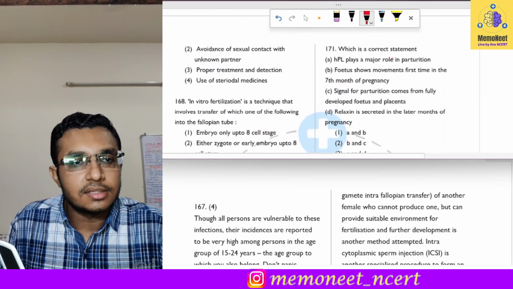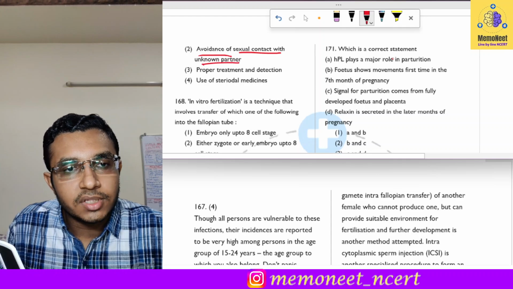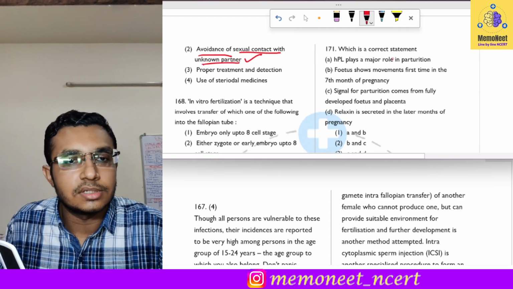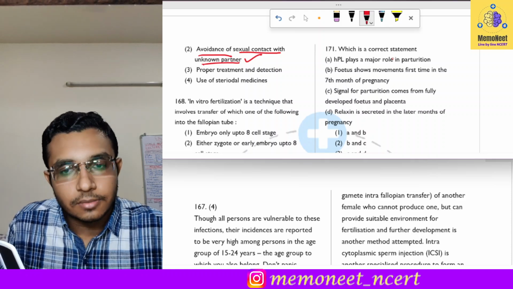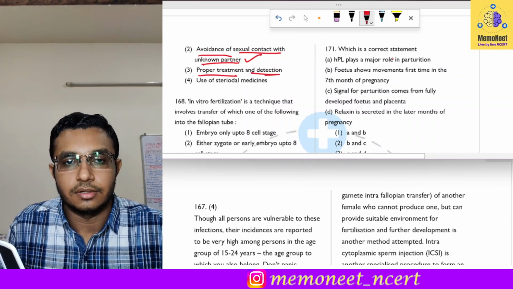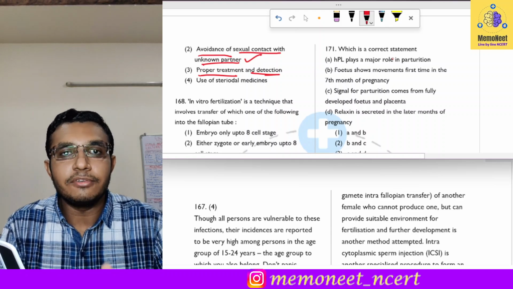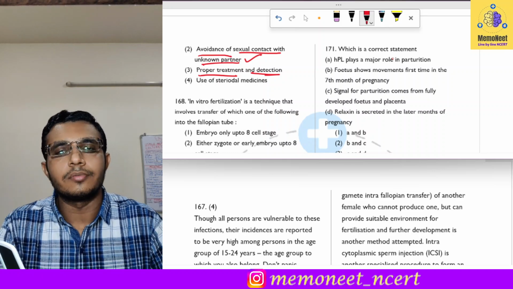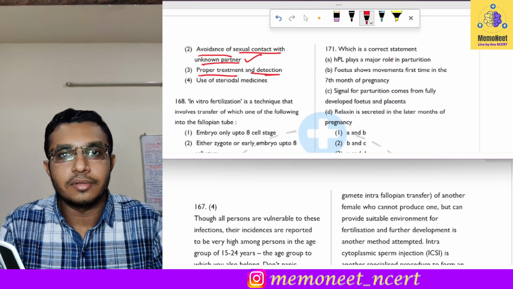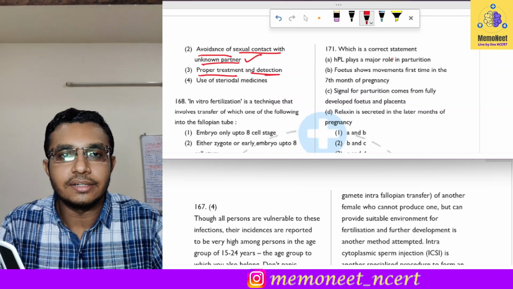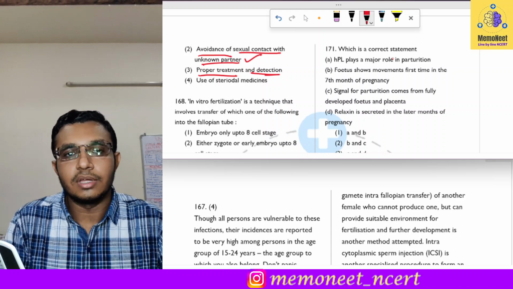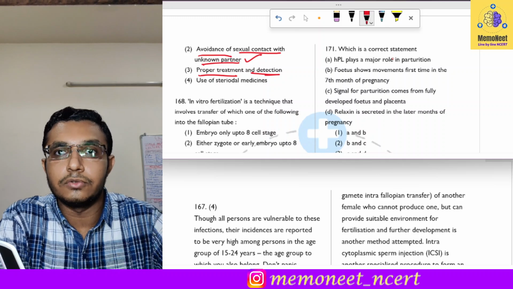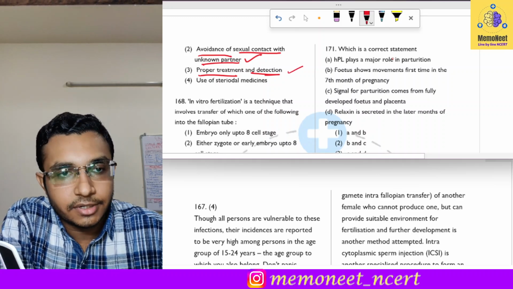Next is avoidance of sexual contact with unknown partner. So yes, this is also an effective method which prevents the contraction of sexually transmitted disease. Next option is proper treatment and detection. Now what happens is that many females remain asymptomatic even if they are having sexually transmitted diseases. So if they go for testing and are detected early, then they can be treated early. By proper treatment we can cure them easily, and they would prevent future transmission also. So this statement is also correct.